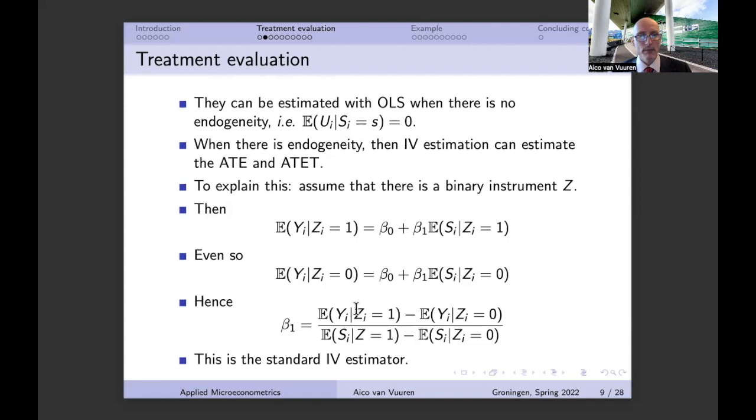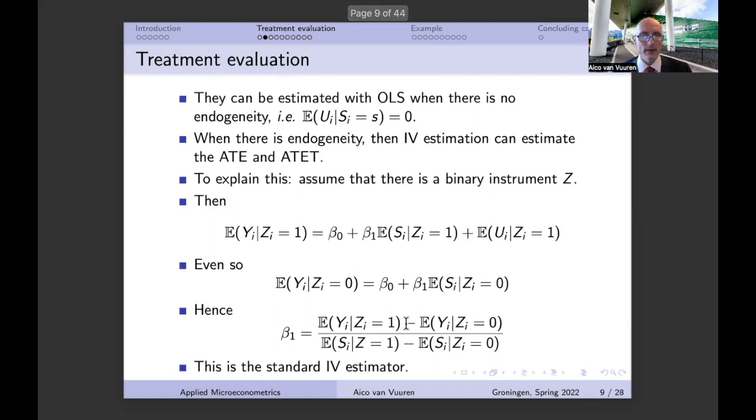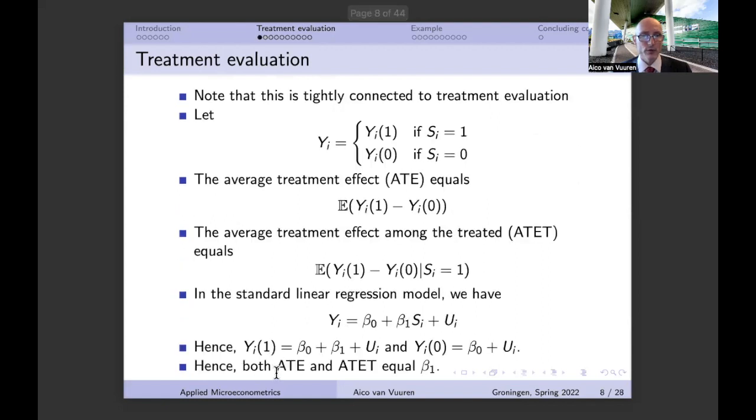We can look at our sample and look at the mean of yi among the subpopulation that has zi equal to 1, and the mean over the subpopulation that has zi equal to 0, and here we can do exactly the same thing. And then we get our, say, famous IV estimator. We do know that the IV estimator is biased, but fortunately it is actually consistent.